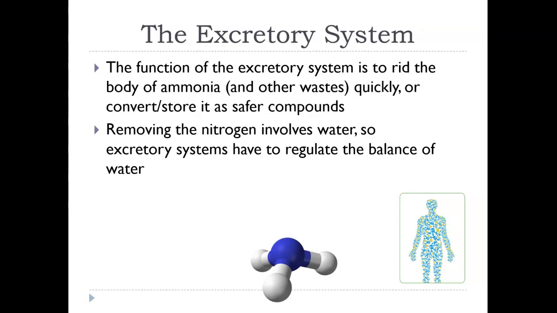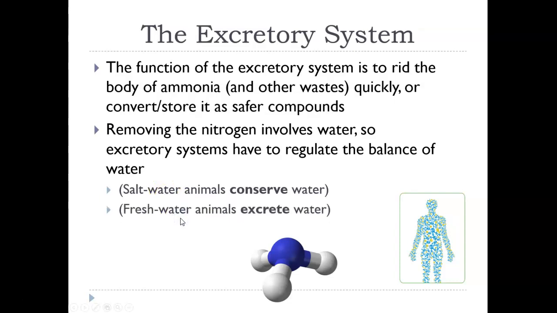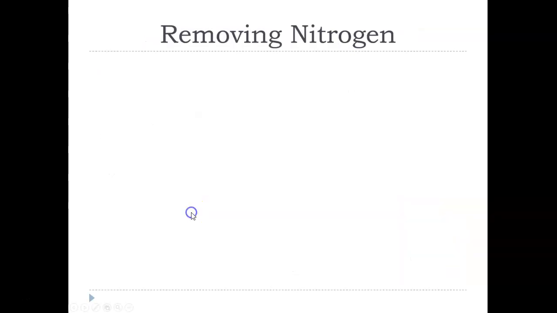So we need to stay hydrated in order to get rid of that excess water, and then to get rid of that ammonia as well. So we have to create a balance of water. Saltwater animals need to conserve water because they're in salt water, right? They are trying to keep water inside of them, but not get salt water inside of them. Freshwater animals need to excrete extra water.